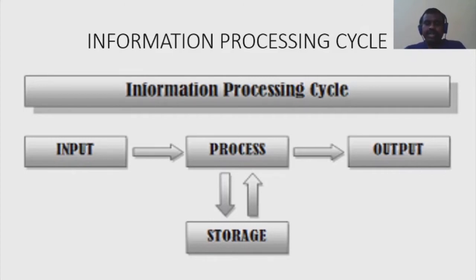After storing the data, the computer processes the particular data and gives meaningful information in the form of output. So this overall process is what we call the information processing cycle. Is it right? Okay. Moving on to the next slide, data.